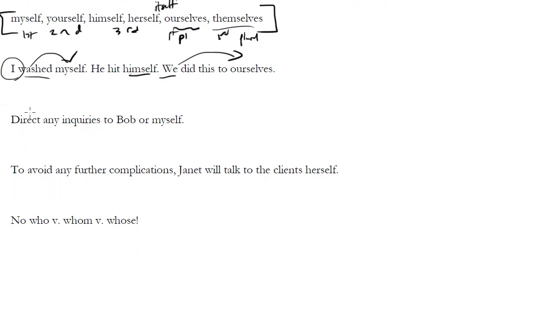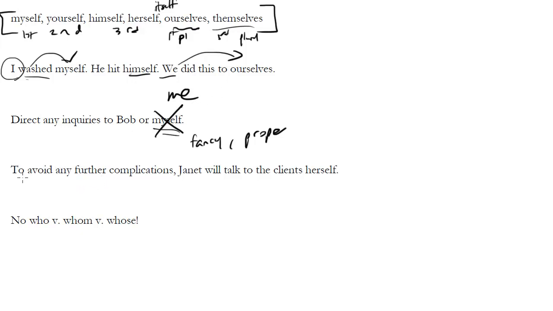Now, what's an error? One error you might see on the SAT looks like this. Direct any inquiries to Bob or myself. This is another example, kind of almost a case error, where it's a case of overcorrection. We use myself sometimes in this manner because it sounds fancy or sounds proper. But actually, this is wrong. Technically, we would use me. Again, it's the object pronoun. We use me. It's the object case. We would not use myself. So when you see a reflexive pronoun used in a manner other than this, it's likely wrong.